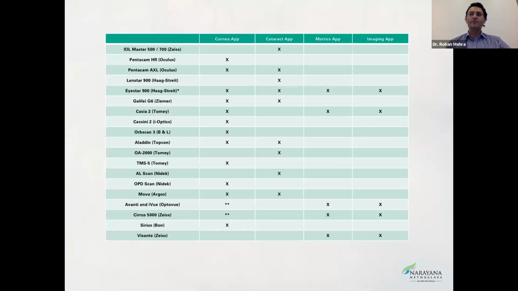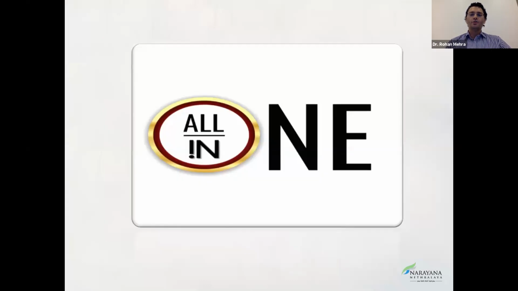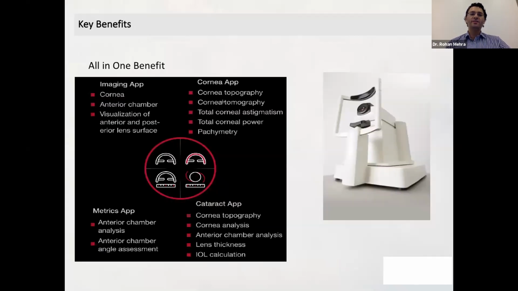So this is a table showing the differentiation of the Anterion as compared to the other machines available in the market, and how Anterion has these 4 apps: the Cornea, Cataract, Metrics, and Imaging app. Whereas all the other machines would have either 1 or 2 of them, but not combining all the technologies together. So it's an all-in-one machine, which gives us the benefits in the imaging for the cornea, the anterior chamber, and visualization of the anterior and posterior lens surfaces.